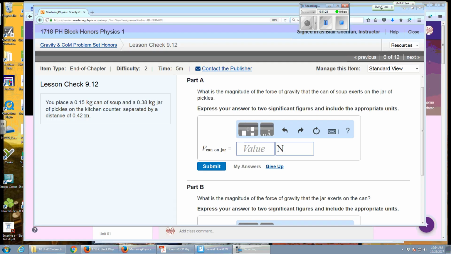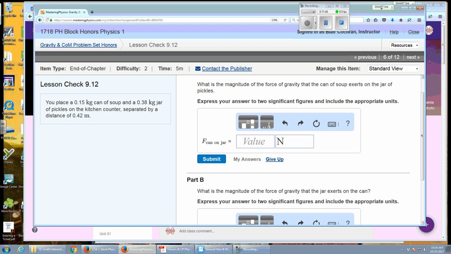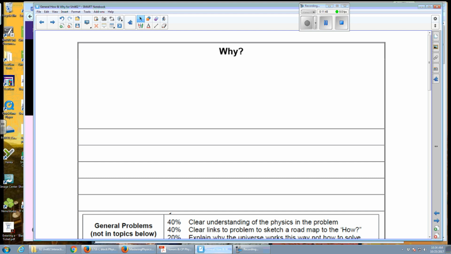All right, so we're looking at number 6. In number 6, we've got a can of soup and a jar of pickles, and they're separated by a small distance, less than half a meter. And they're asking, what's the force of gravity that they exert on each other? Oh, we know right away that those two forces make up a force pair, right?